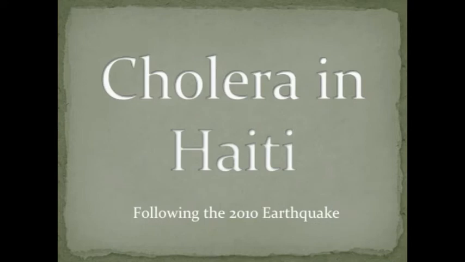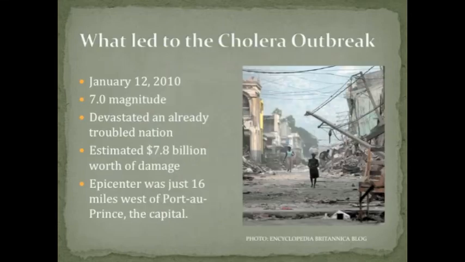Cholera in Haiti following the 2010 earthquake. What led to the cholera outbreak in Haiti? On January 12, 2010, a 7.0 magnitude earthquake devastated an already troubled nation. It has been estimated that $7.8 billion worth of damage has been done. The epicenter of the earthquake was just 16 miles west of Port-au-Prince, Haiti's capital.